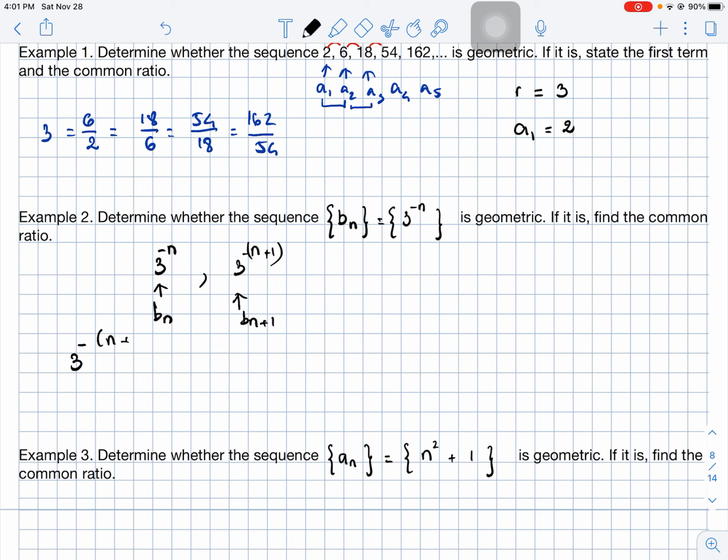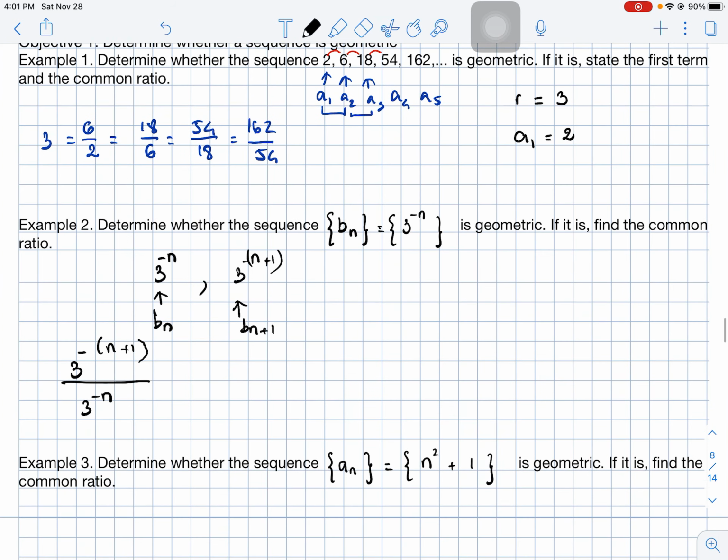So 3 to the negative of n plus 1, divided by 3 to the negative n. What do we want to get from here? If you simplify this expression and the answer is a number, it's telling us that this is geometric, because it's a ratio. The ratio is a number, just like example number 1 we did. If you divide and you do not get a number, it is like a letter, then you can conclude that this is not geometric.